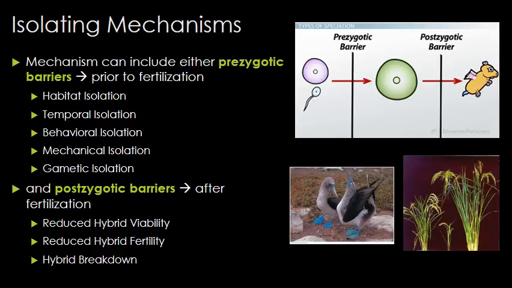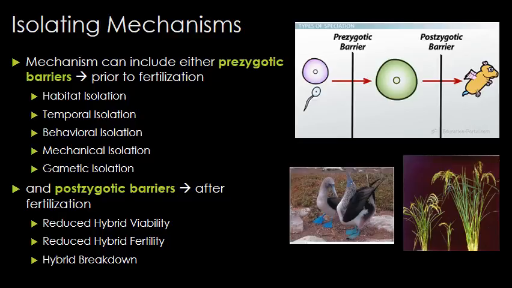Habitat isolation, they live in different areas, say land versus water. Temporal isolation, they mate at different times, winter versus spring, day versus night. Behavioral isolation, they have unique behavioral patterns and mating rituals, say the blue-footed booby and their dance to attract females. Mechanical isolation, they have different reproductive anatomy, so say changes in the curvature of snail shells. Gametic isolation, the proteins on the surface do not allow fusion. So say eggs and sperm in the ocean, they're not going to connect, they're not going to fuse, they're not going to fertilize unless they are the same species, so that it works.